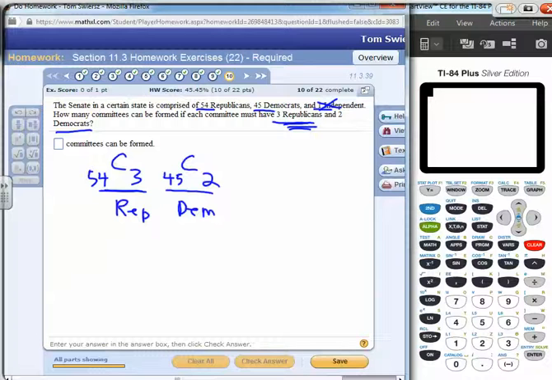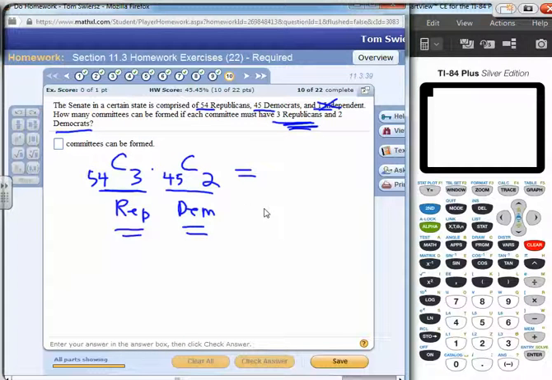Now, 54C3 is the number of ways to get the Republicans. We'll do that on the calculator. 45C2 is the number of ways to get the Democrats. We'll do that to get the actual value, and then the answer will be 54C3 times 45C2, because we've got to get Republicans, then Democrats. So by the fundamental counting principle, you've got to take the number of ways to get the Republicans, multiply by the number of ways to get the Democrats, to get the committees of 3 Republicans and 2 Democrats. So there's that extra step of doing each combination, but then you have to multiply to get your final answer.